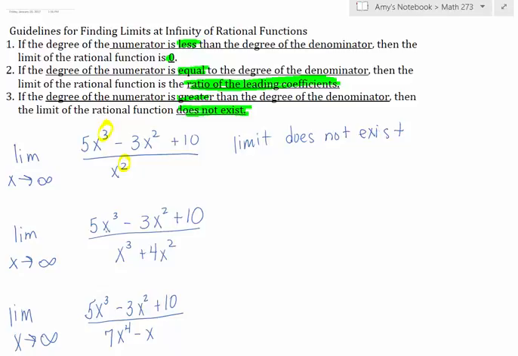In this second example, 5x cubed minus 3x squared plus 10 all over x cubed plus 4x squared, you will see that the degree in the numerator is equal to the degree in the denominator. So this instance is going to be the ratio of the leading coefficients, which is 5 divided by 1, which equals 5. The next example, 5x cubed minus 3x squared plus 10 over 7x to the fourth minus x, the degree in the numerator is less than the degree in the denominator. So this is automatically y equals 0.